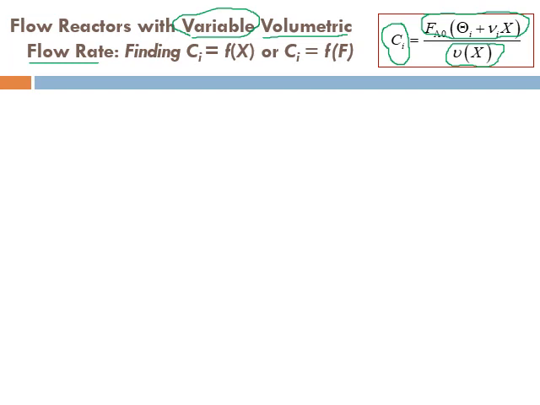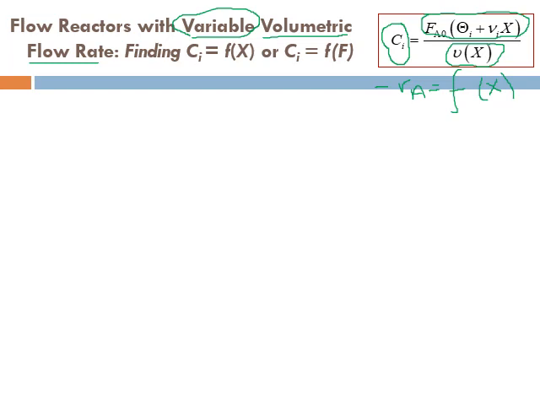Why do we need concentration as a function of X? Because we need to write minus R_A as a function of X. Why do we need minus R_A as a function of X? Because we want to use the design equation to design a reactor to find the volume. And in the design equation, we need a relationship between minus R_A and X in order for us to be able to use it.